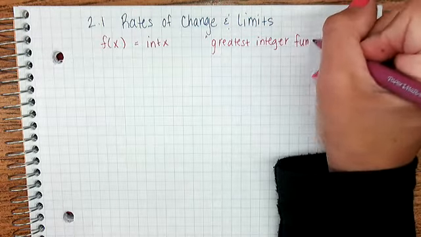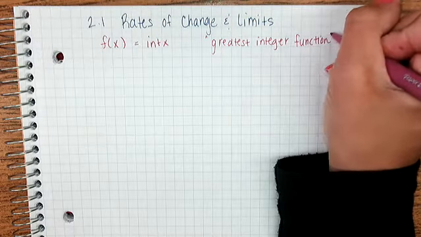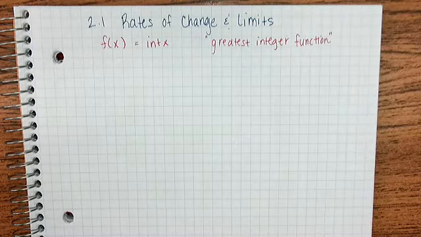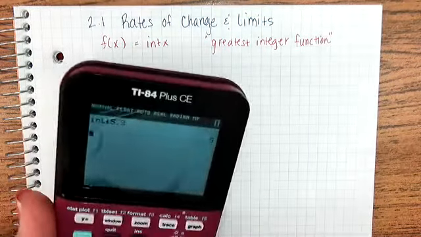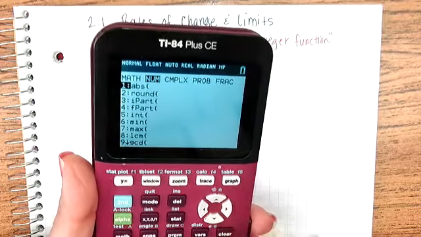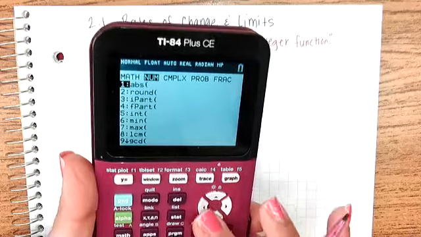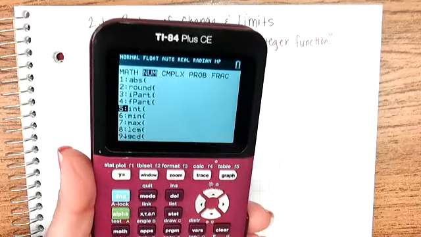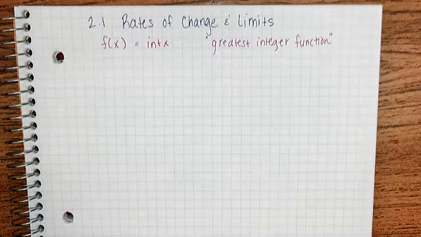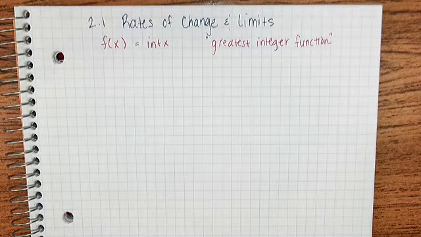On your calculator, math, arrow over to NUM, number, and then number 5, INT. Okay. So really what it should be called is the lowest integer function, or sometimes it's called the floor function.